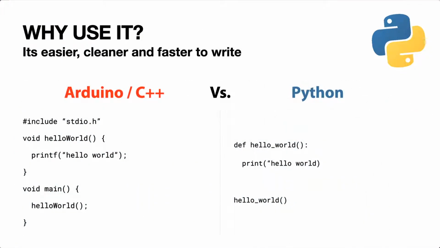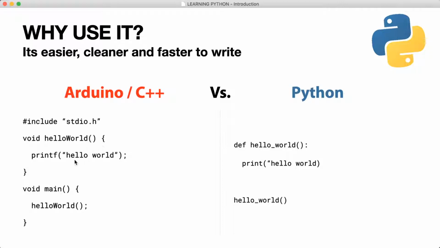So one of the questions is, why should we use this? Why should we switch from our Arduino, which we're quite comfortable with, to using something like Python? Well, as I said, it's easier, cleaner, and faster to write. So compare this code on the left here, which is kind of Arduino or C. We've got to use things like void. We have to use camel case.